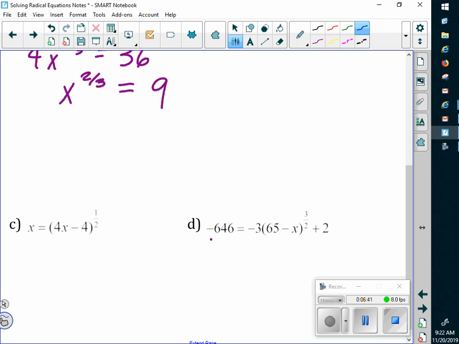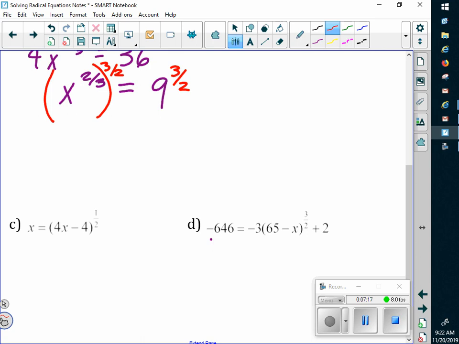I've got x to the 2/3 equals 9. Now I've got x to the 2/3 isolated, right? What power do I want to raise that to? To the 3/2. But if I do that to one side, okay. So here's what I want you to write. We're going to raise that to the 3/2 power, and we're going to raise that to the 3/2 power. Well, just hold your horses.